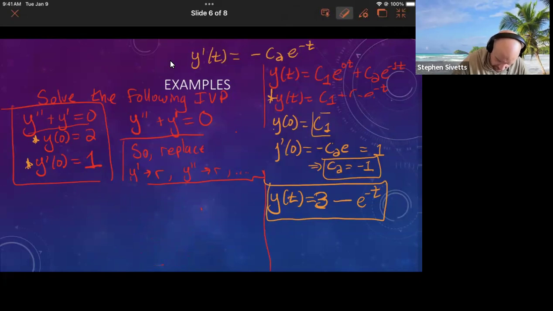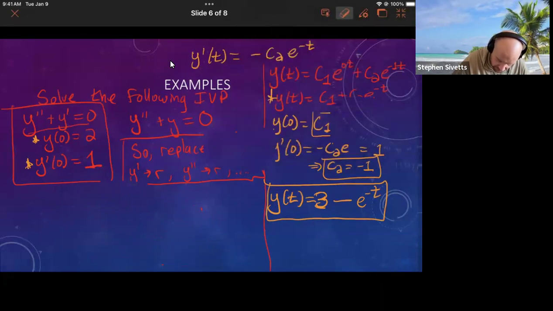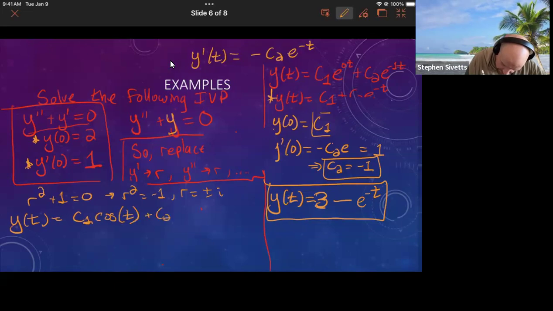So with the other one, right, if I just deal with y double prime plus y, well, we're going to be dealing with sines and cosines in this case, right? So we'll have r squared plus 1 equals 0, which means that r squared is -1, so r is equal to plus or minus i, right? And so y of t is equal to c1 times cosine of t plus c2 times sine t, okay? So the alpha is 0, so e to the alpha t would be 1, right? So you'll have this solution set.